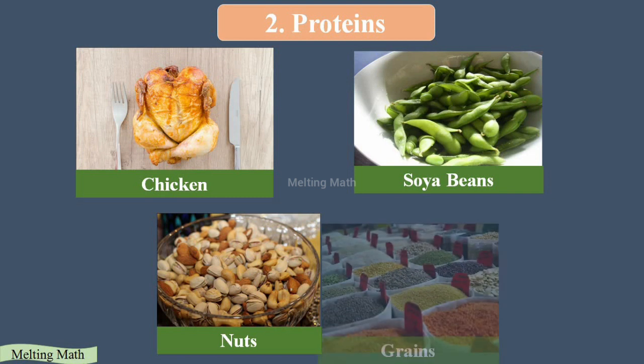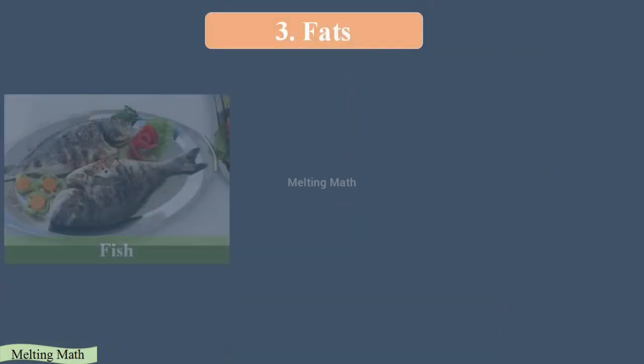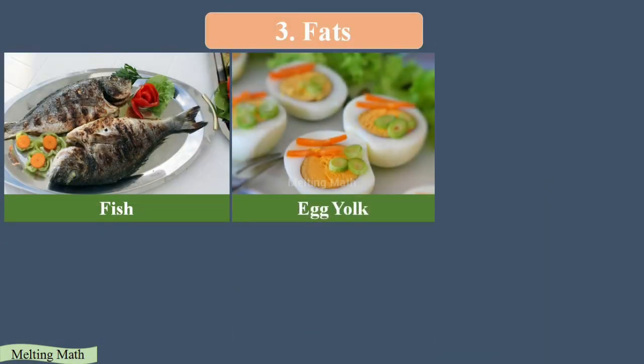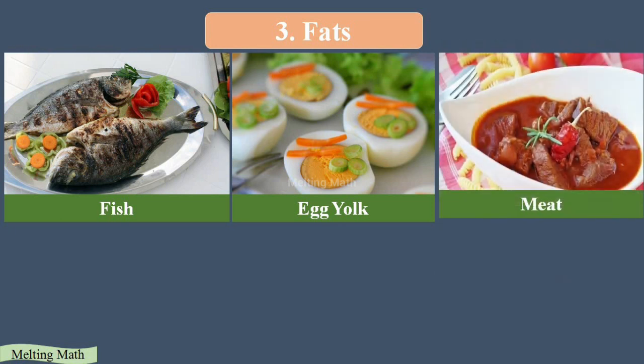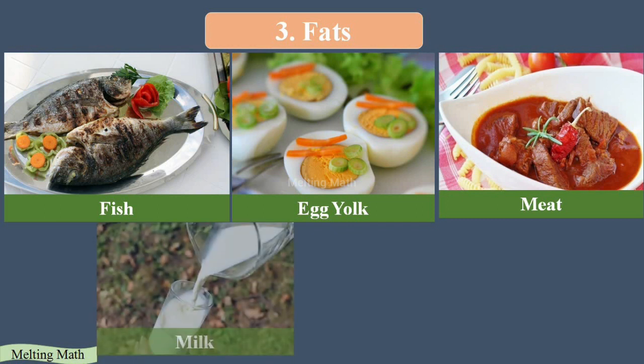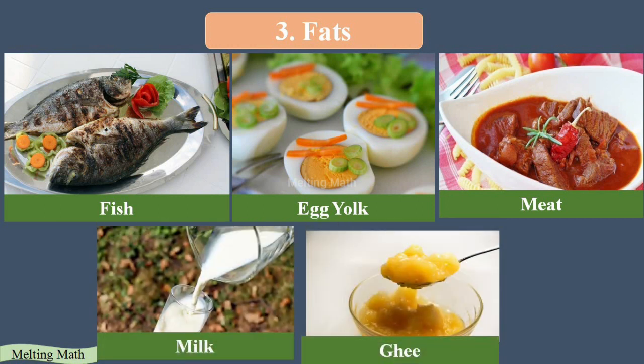Next, fat are rich in fish, egg yolk. Egg yolk is nothing but the yellow part of the egg. Okay, and meat. Meat is nothing but the flesh of domestic animals like chicken, sheep, like that. Next, milk, ghee. These are the fat rich food items.